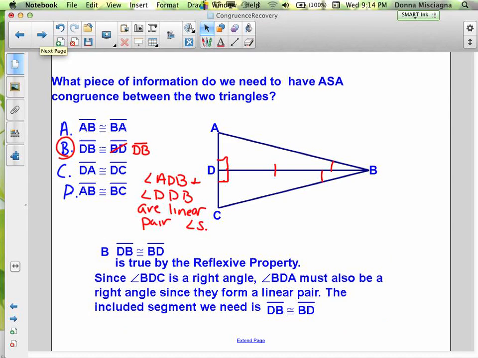Since angle DBC is a right angle, angle BDA must also be a right angle since they form a linear pair. The included segment we need is DB congruent to DB. So here's a very good explanation of what we need to know to prove the triangles congruent using angle side angle. You can use that as a model example. Let's look at another problem.